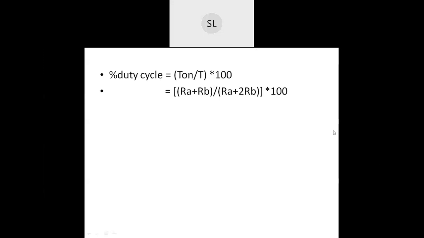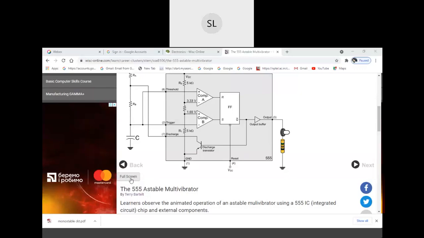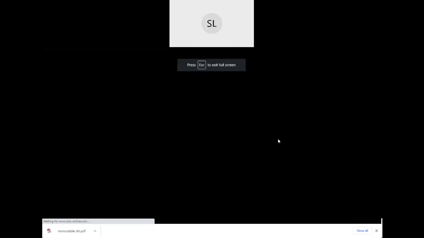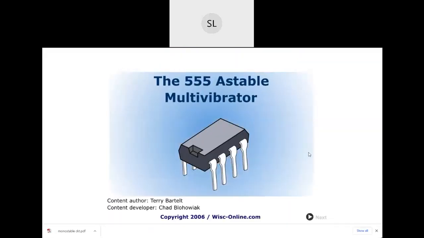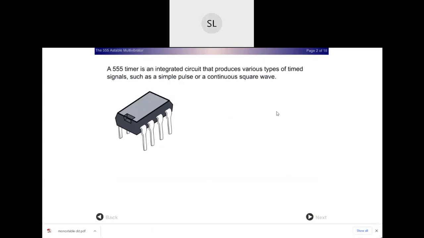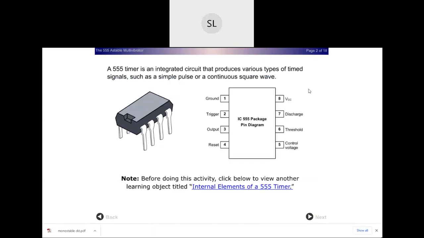Okay, so now I will show you one animation here so that it will be easier for you to understand the operation of this circuit. Okay, so as we know that it is an IC555.